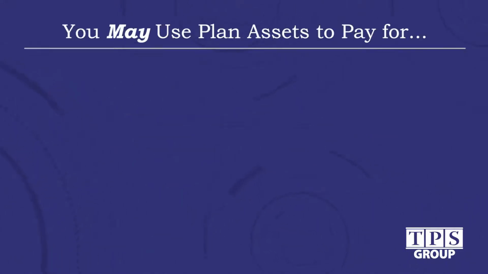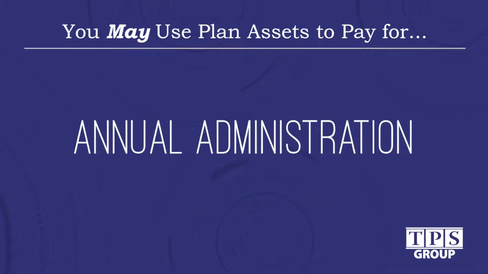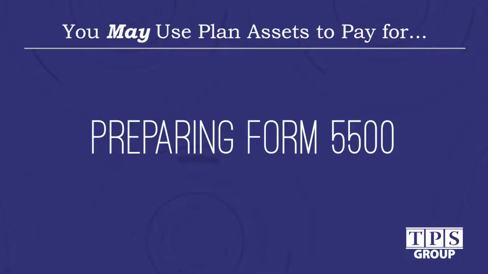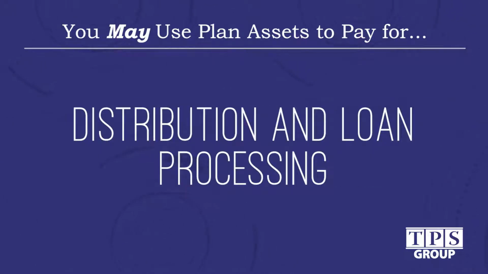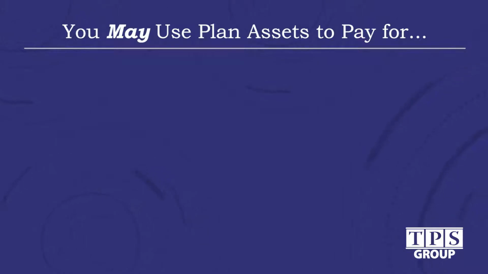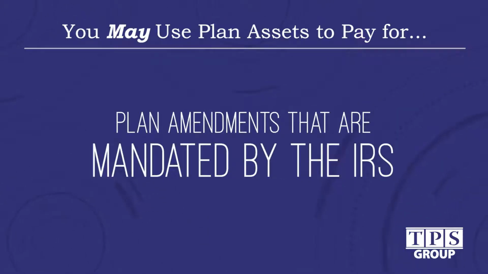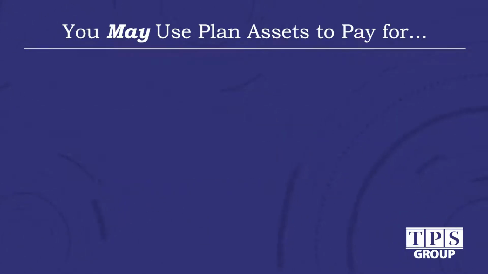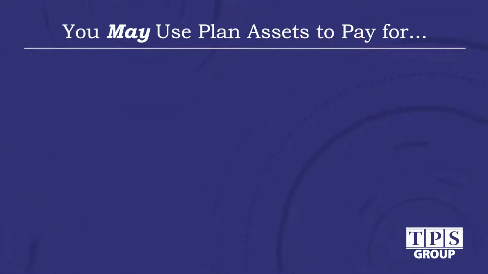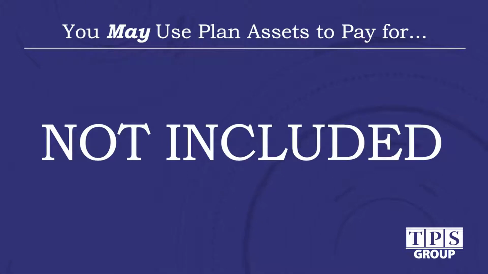Your ability to use plan assets to pay for administrative expenses includes the costs of annual administration, record-keeping, compliance testing, preparing your Form 5500, and distribution and loan processing fees that are paid by your company. Administrative expenses also include costs for plan amendments that are mandated by the IRS and the cost of CPA audits for larger plans. There are some expenses that you cannot pay for with plan assets.